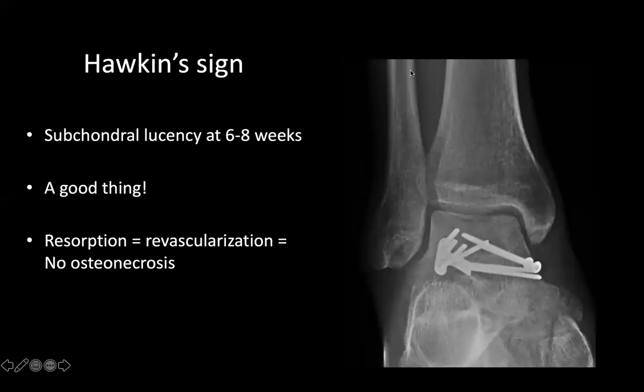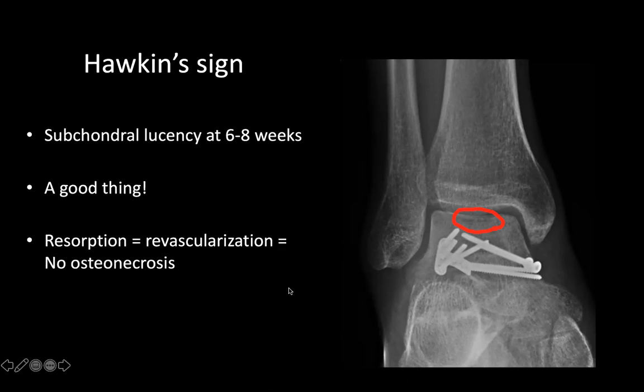This is a patient of mine. Here he is. See this little loosened area, right in the center of the talus, right there. That's the Hawkins sign, and it's not a bad thing. It's a good thing, because in order to resorb bone, you have to have blood flow.